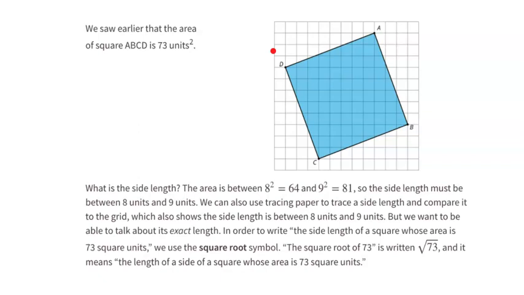So in order to write the side length of a square whose area is 73 square units, we use the square root symbol. The square root of 73 is written here using what we call a radical symbol, a radical sign, with a 73 underneath it. Kind of looks like a division symbol. And it means the length of a side of a square whose area is 73 square units. So if there's 73 square units inside, each side length must be the square root of 73.